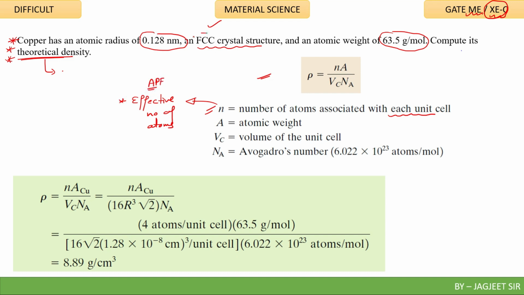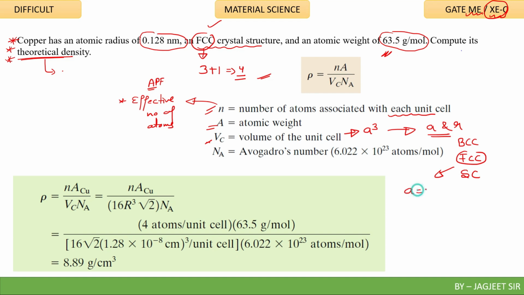If I talk about FCC, there are 6 faces and on each face half an atom is present, so total 3, and 1 atom at the corner, so a total of 4 effective atoms are present. Now A is the atomic weight that is directly given to you. Vc is the volume of unit cell, so the volume of unit cell is a cube. For a given crystal structure, there is a relation between a and R, for body centered cubic, face centered cubic and simple cubic. For face centered cubic, a equals 2 root 2 times R, where R is the radius of the atom. From that you can calculate.